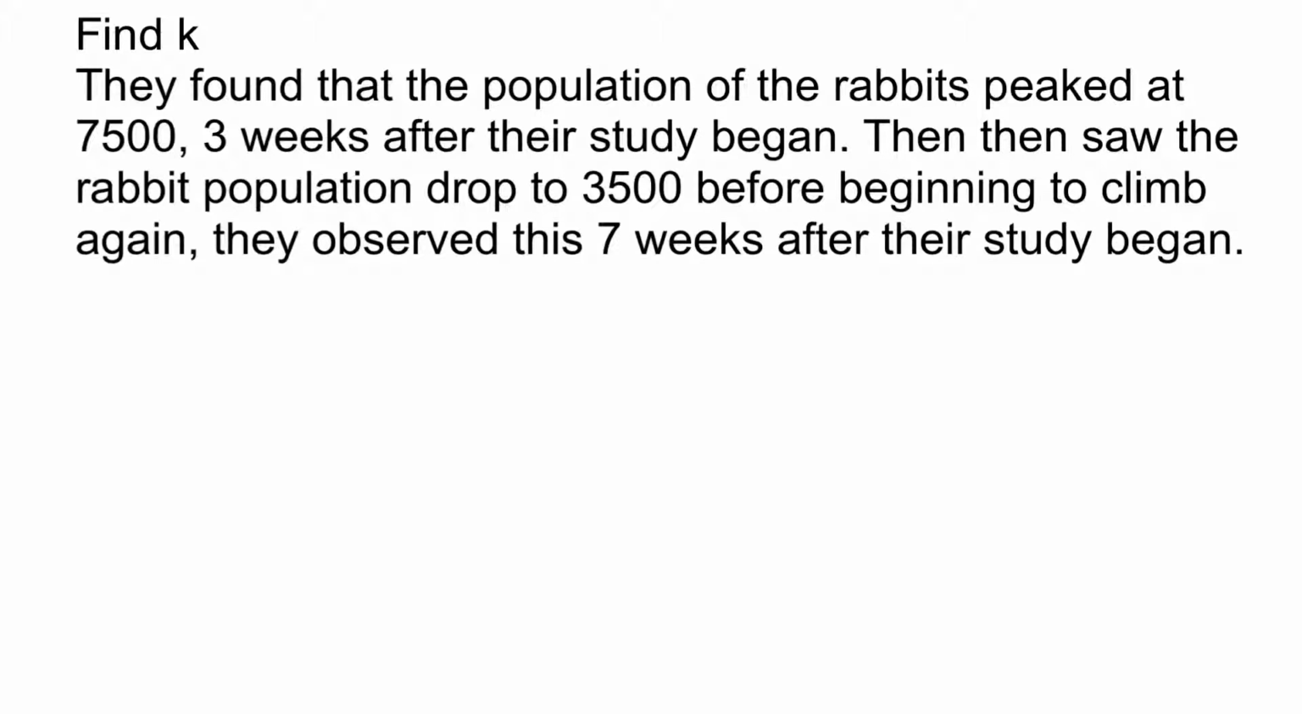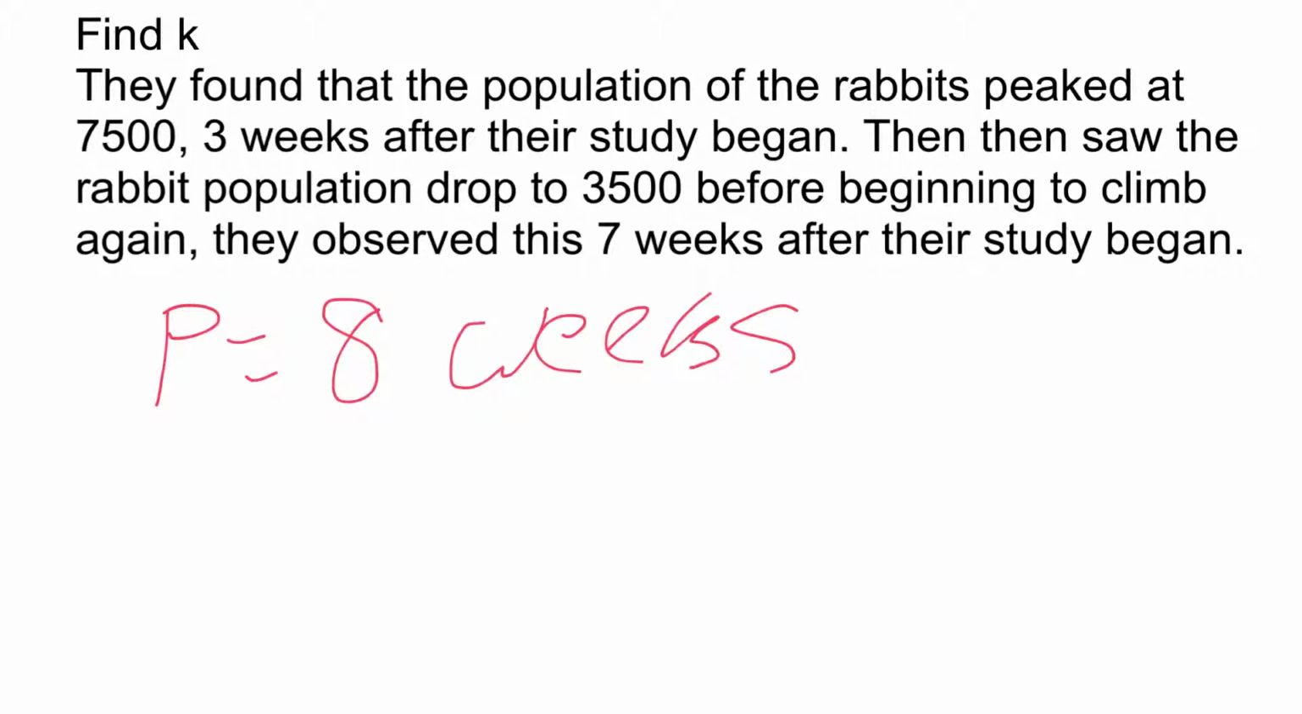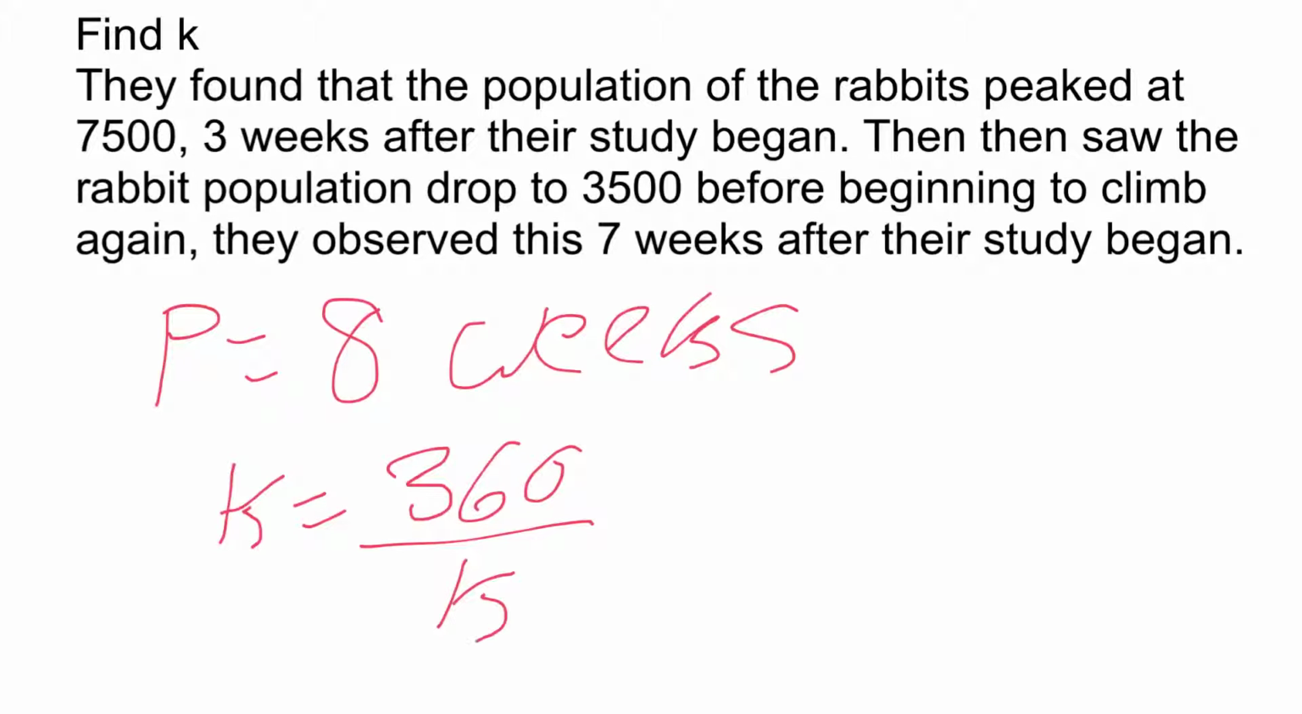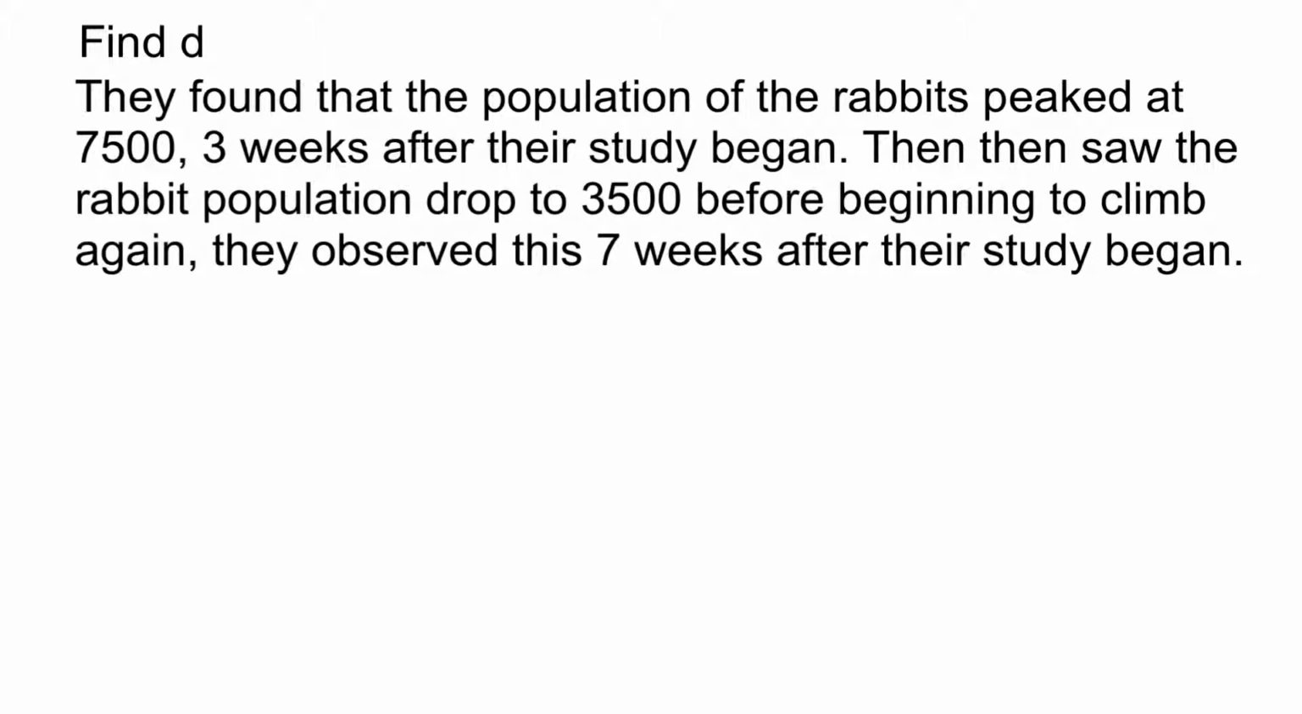So, if half the period is 4 weeks, what's our period? 8 weeks. So our period is equal to 8. If our period is 8 weeks, how do we find the k value? 360 divided by 8. So our k value is equal to 360 divided by the period. Equals 45. Last but not least, let's try to find d.